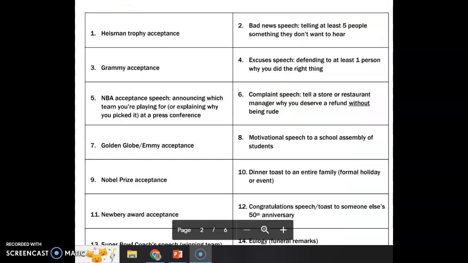So here are some of the possible topics. Note the type of speech, note who you are, your role as the speaker, and then to whom you would be delivering that speech. I'm just going to scroll through this, so if you need to pause and look, you'll also have this document to look at.